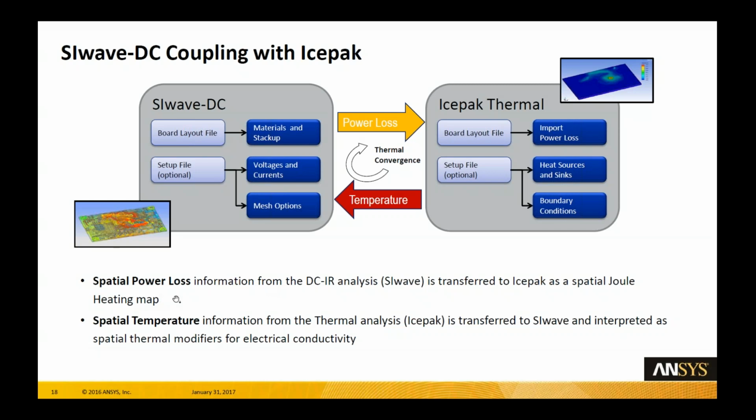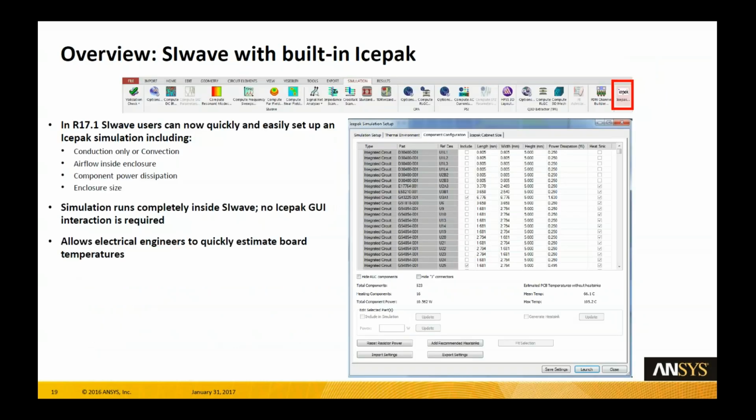So, in other words, spatial power loss is transferred to Icepak as a spatial Joule heating map. Then the spatial temperature information is passed from Icepak to SIwave, interpreted as spatial thermal modifiers for electrical conductivity.